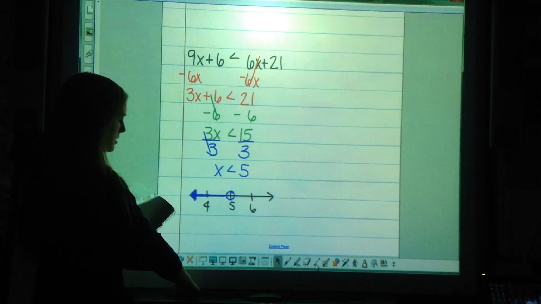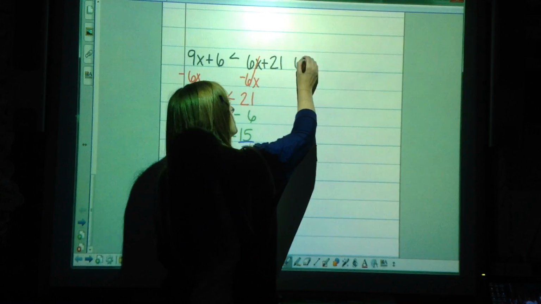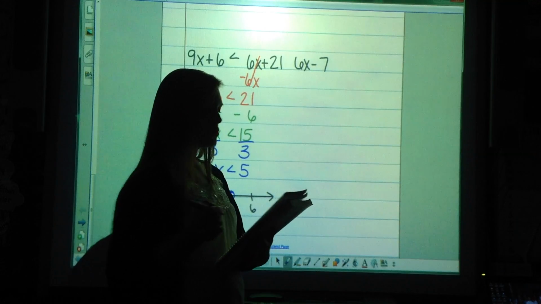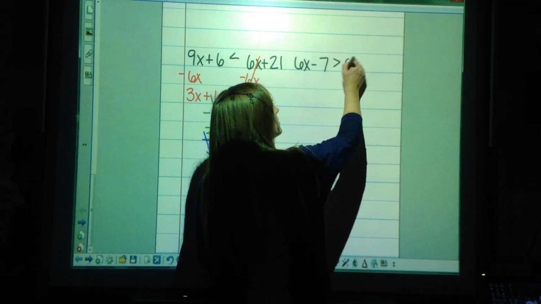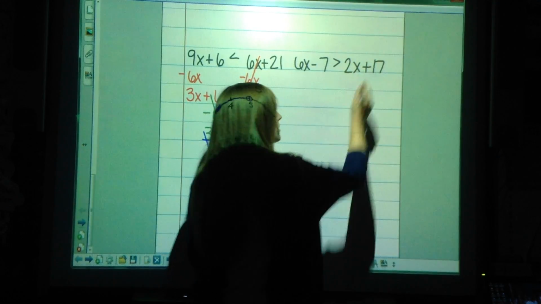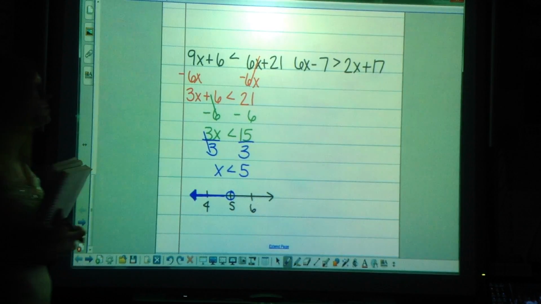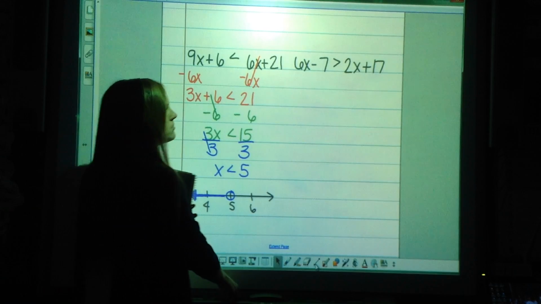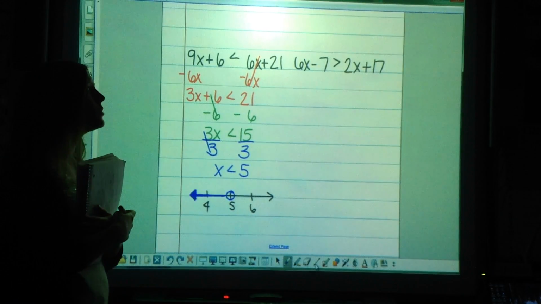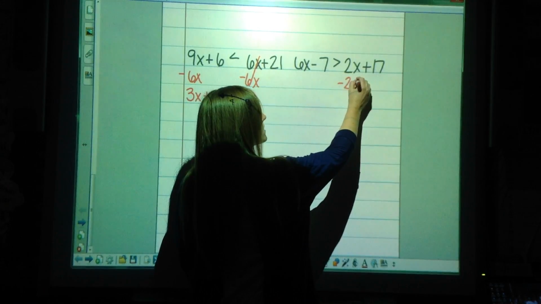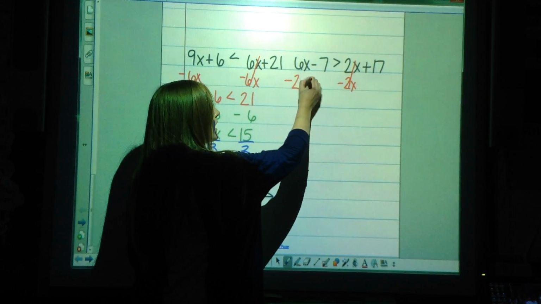Let's do 6x minus 7 is greater than 2x plus 17. Go ahead, push pause and try that now. You're going to want to collect variables on one side. You can bring the 6x to the right or the 2x to the left. I like to keep things positive, so I'm going to bring the 2x to the left.